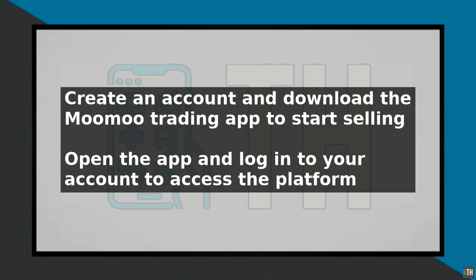After logging in, navigate to the market or stock you want to sell, and click on the Trade button. Select the Sell option and enter the number of shares you want to sell. You can choose from different order types, such as market order, limit order, or stop-loss order.